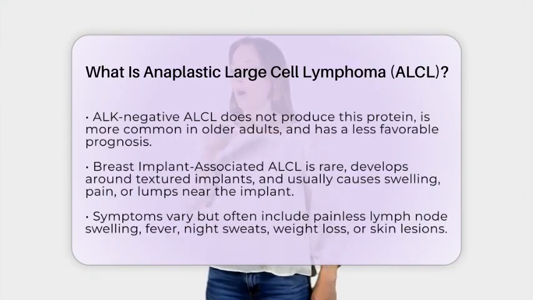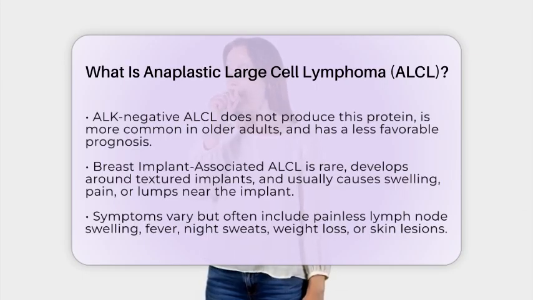Symptoms of ALCL depend on the type and where it is located. Common signs include painless swelling of lymph nodes in the neck, armpit, or groin. Some people may experience fever without infection, night sweats, unexplained weight loss, or extreme tiredness. Skin-related symptoms like rash or raised lesions are typical in skin-specific ALCL. In cases related to breast implants, symptoms often include swelling or pain near the implant. When the disease involves other organs, symptoms can include cough, shortness of breath, abdominal pain, or bone pain.